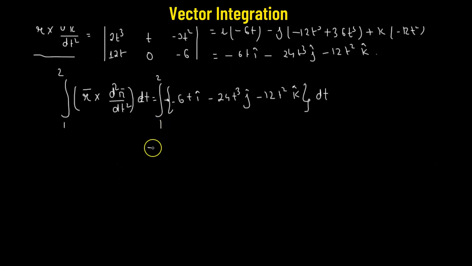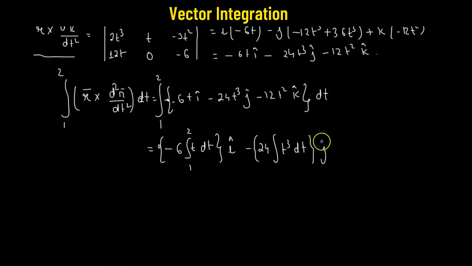So this will be equal to negative 6 times the integration of t with respect to t, with limits going from 1 to 2. This is going to be the x component, and we'll multiply it by i cap, minus 24 times the integration of t cubed dt, and this is going to be our y component, so we'll multiply it by j cap, minus 12 times the integration of t squared dt with limits going from 1 to 2. This is going to be the z component multiplied by k cap.